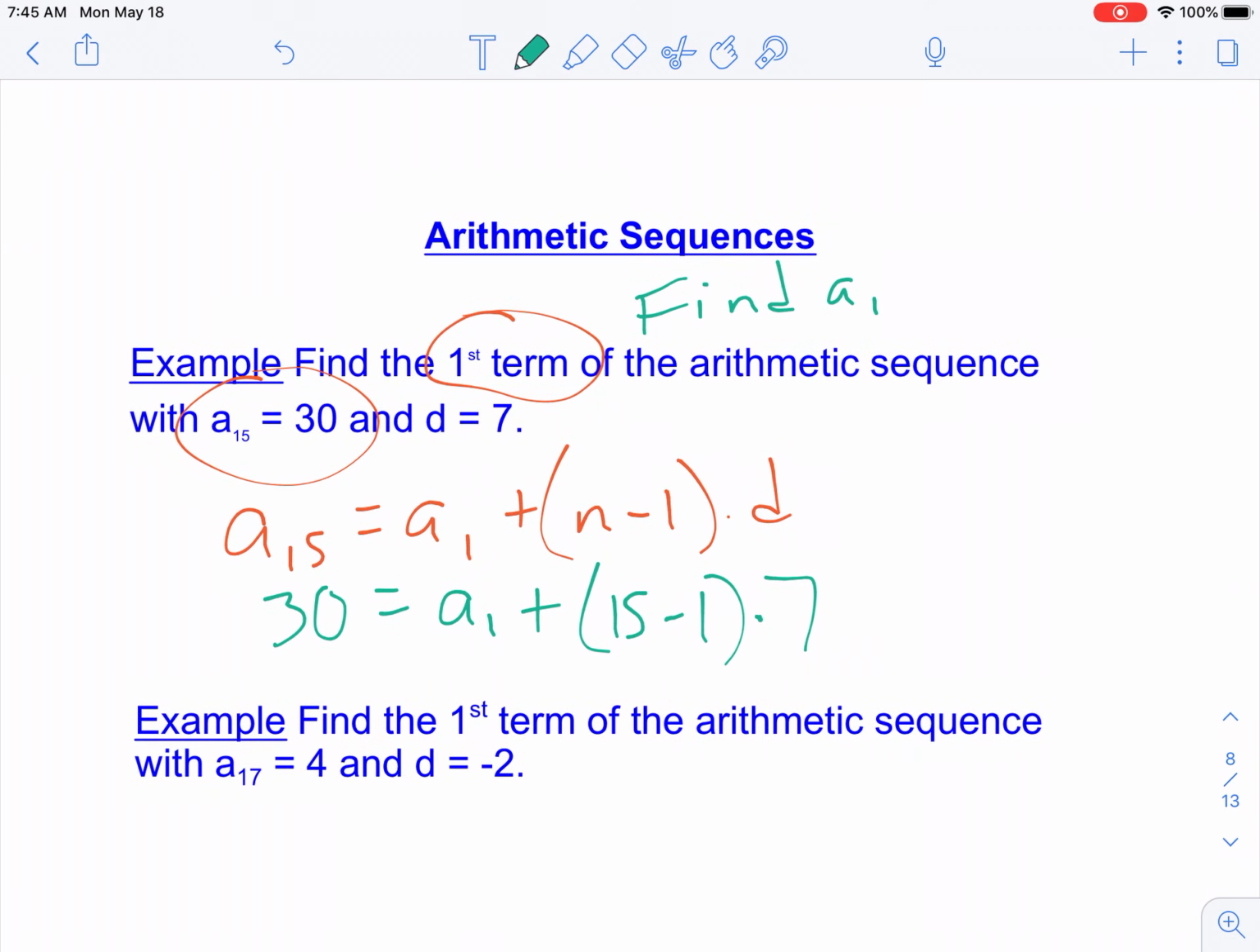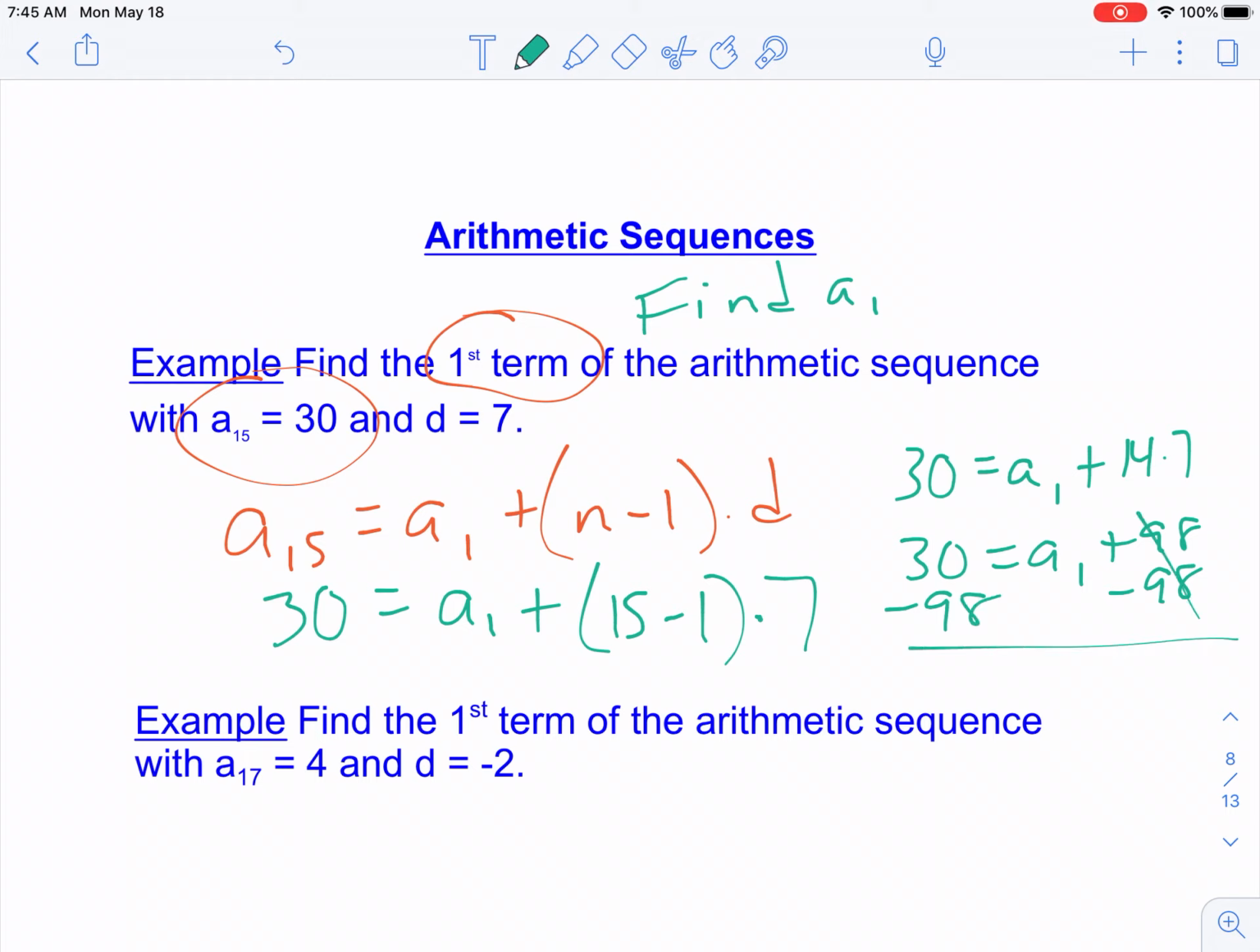Makes sense? So this is just an algebraic equation to solve. 15 minus 1 is 14. 14 times 7 is going to be 98. So 30 equals a1 plus 98. And then to solve for a1, you would subtract 98. Negative 68 is a1.